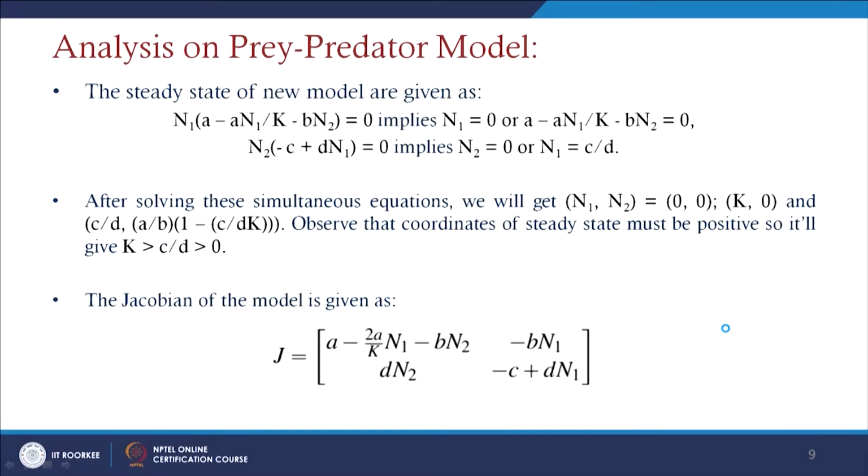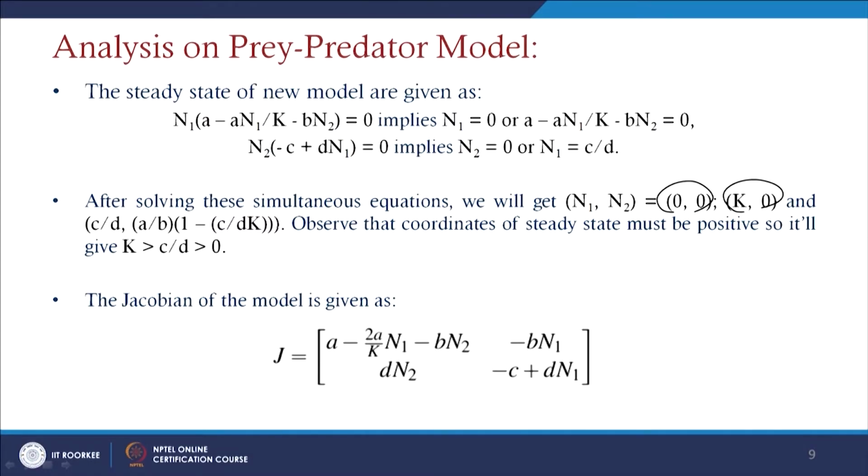If you see the same thing written here, a minus a n1 by k minus b n2 equals 0. If we combine all the points here, we have these simultaneous equations, that is, the steady state points are 0 0, the next one is k 0, and the last point is c by d and a by b into 1 minus c by dk.